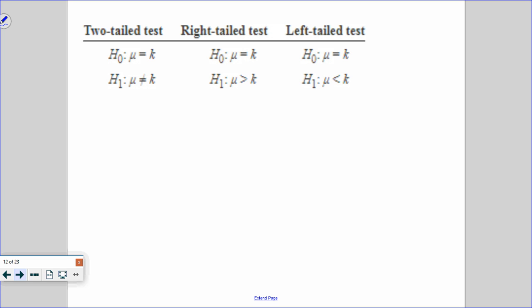Okay, so I already mentioned this. When you have a not equal to, that's a two-tailed test. When it's a greater than, it's a right-tailed. If it's left-tailed, you're going to have a less than sign. So we'll be referencing that.